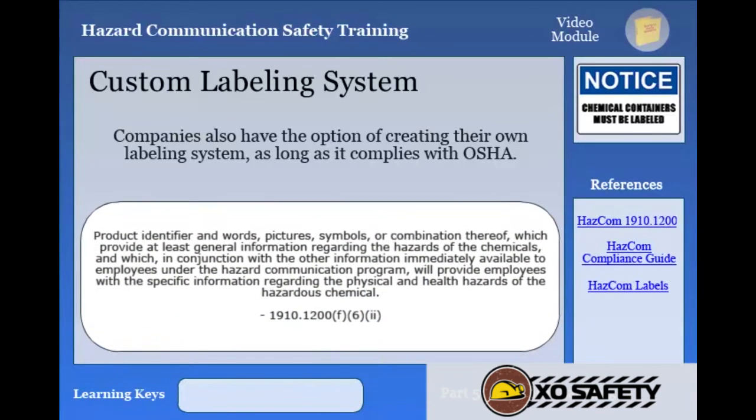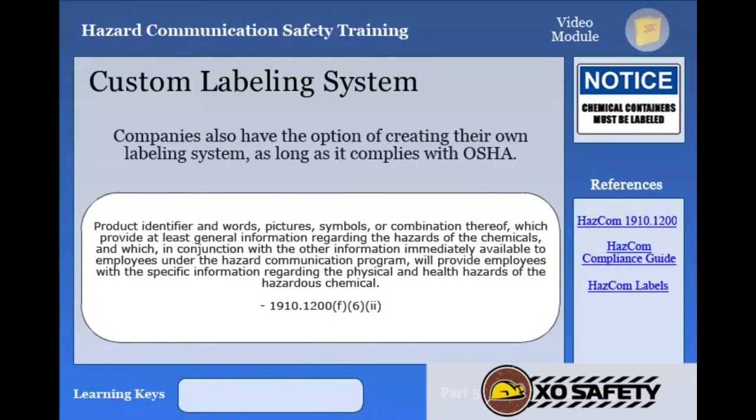They must have product identifier and words, pictures, symbols, or combination thereof, which provide at least general information regarding the hazards of the chemicals, and which, in conjunction with the other information immediately available to employees under the Hazard Communication Program, will provide employees with the specific information regarding the physical and health hazards of the hazardous chemical. While this method does give the employer more flexibility, it opens the labeling method up to interpretation as to if it is sufficient to protect employees. Let's take a look at a few examples.